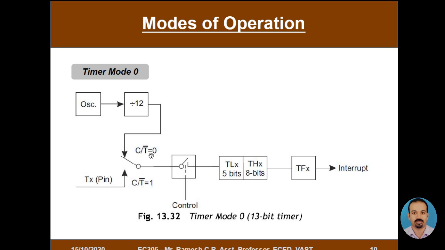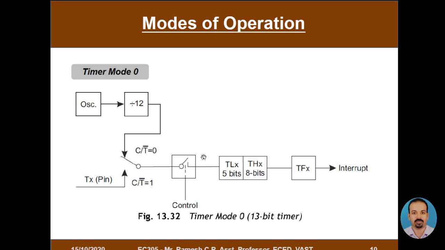Okay, so when C bar T bar equals 0, then the internal frequency is taken by default, and based on the control switch status, it will either be switched directly, or even though you are making C bar T bar equal to 0, depending upon the gate bit, the external signal can be used to enable the counting. When we go for the counter operation, we will be making C bar T bar equal to 1, so that the external signal, the signal that is coming from the T0 or T1 pin, will be bypassed by the control switch to the counter register for incrementing.